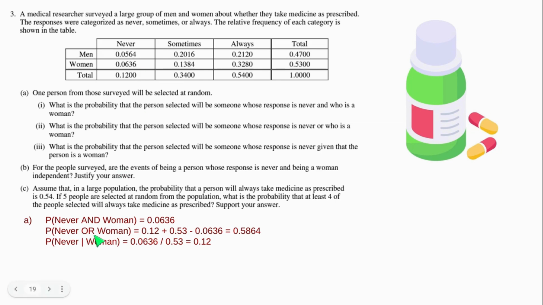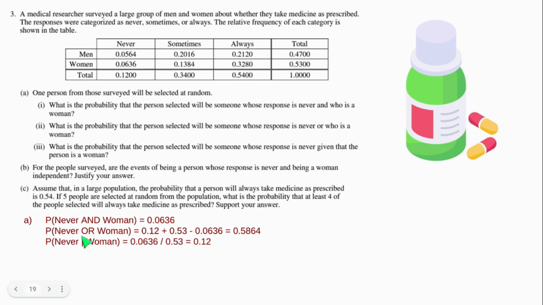Probability of never or woman, all right? Probability of never or woman. Well, that's going to be 0.12 plus 0.53 minus little Roman numeral 1's answer. Now, how do we get that? Well, we want to consider all the ways in which we could get a result of never, and we want to see the proportion of women, okay? But if we were to put those together, we're double counting one of the cells. We're double counting the intersection of never and women, which we found for part A, Roman numeral 1. So we need to subtract that out. Very good. And we have our answer.